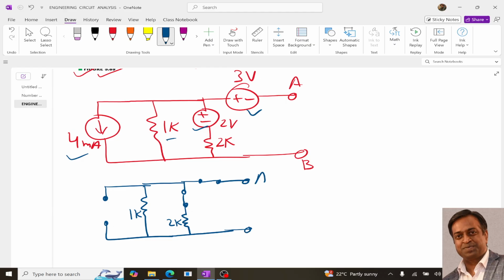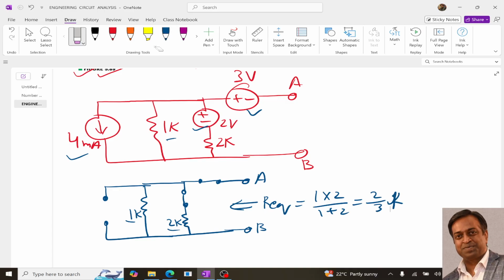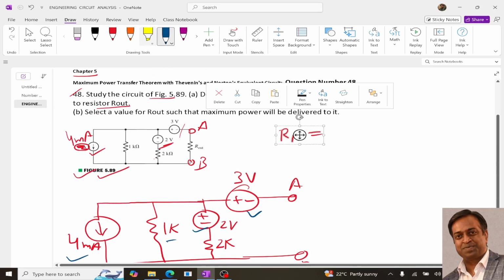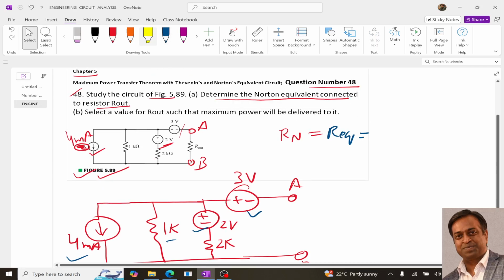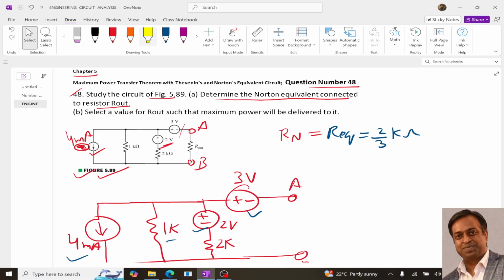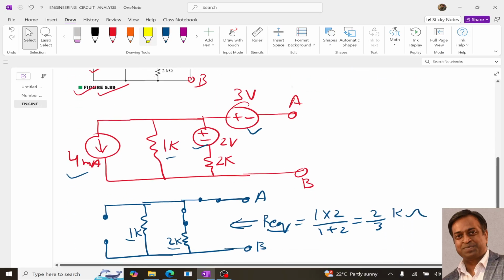So we get this. Now across AB we need to determine the R equivalent. We have only 2 resistors in parallel, so it will be 2 by 3 kilo ohm. This R equivalent will be our Rn, the Thevenin resistance or Norton resistance. So Rn will be R equivalent, which is 2 by 3 kilo ohm.